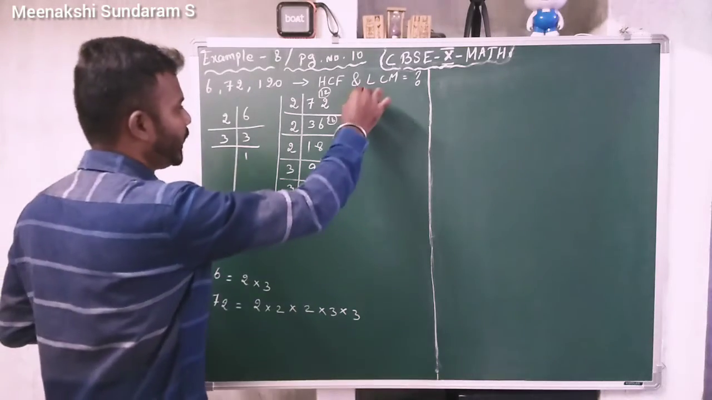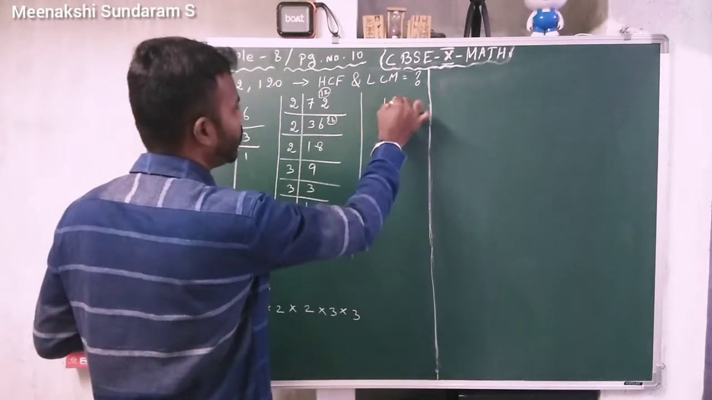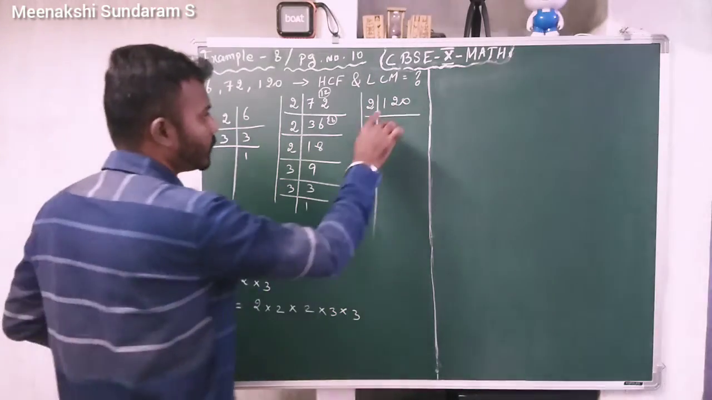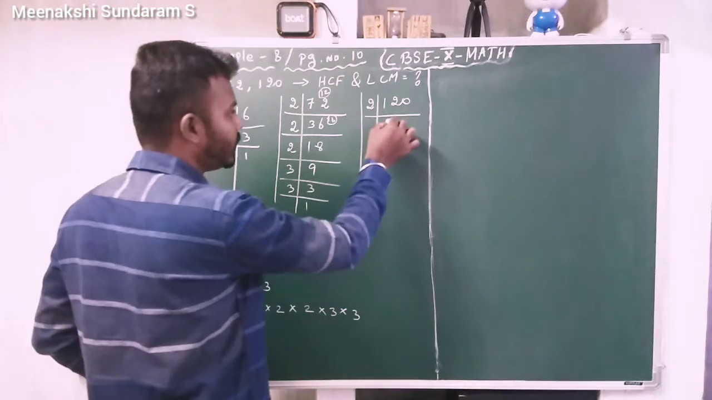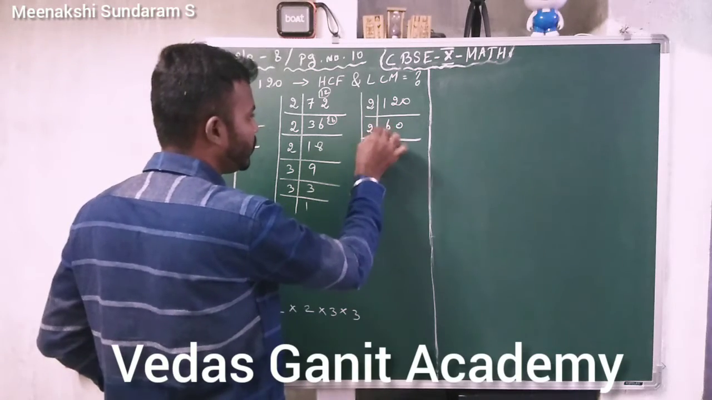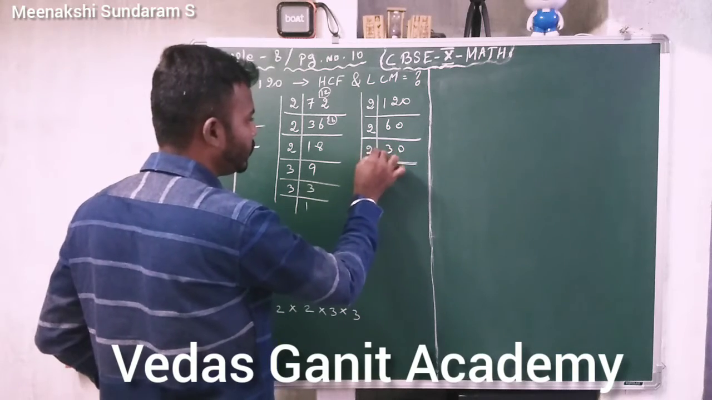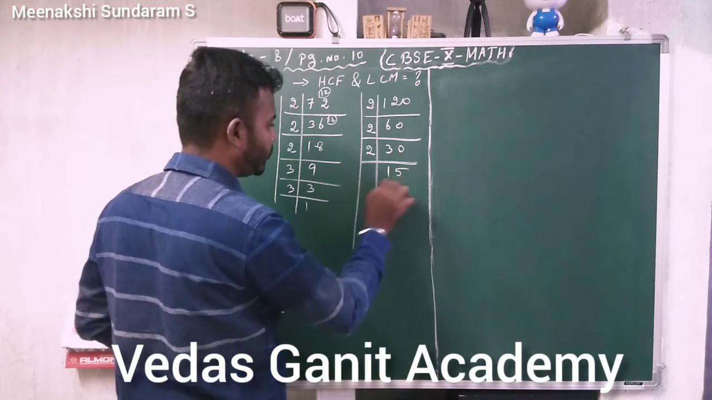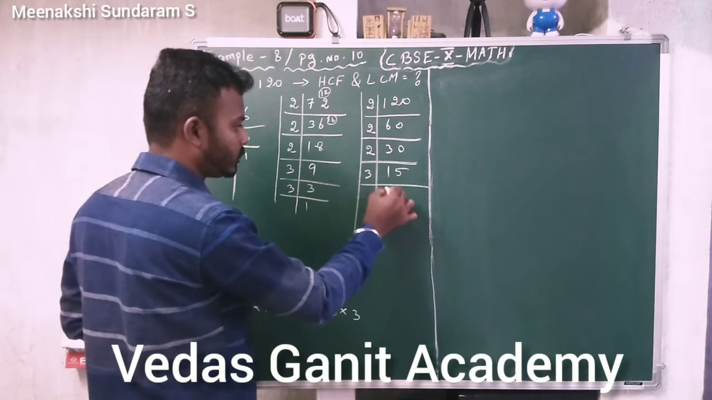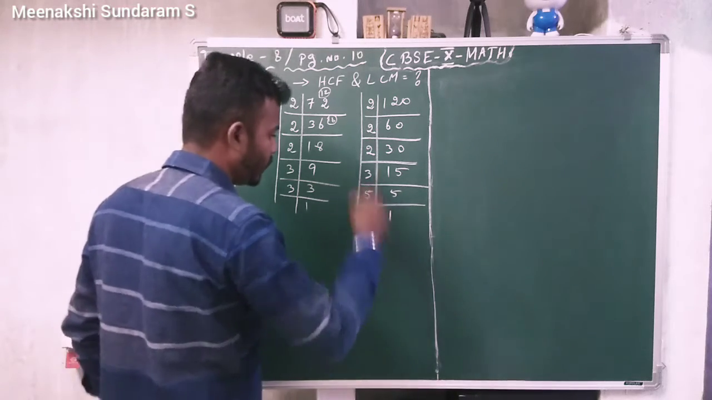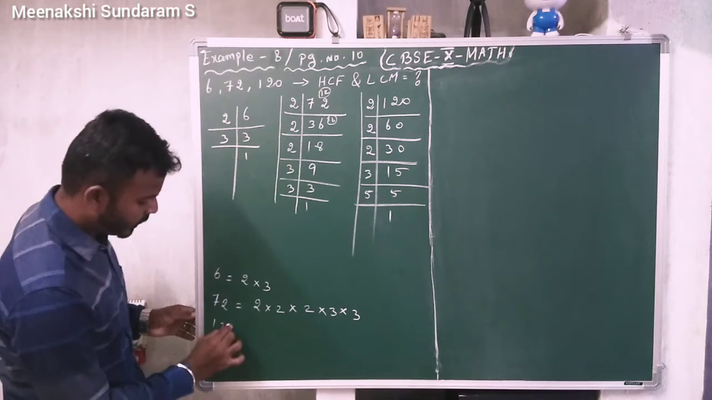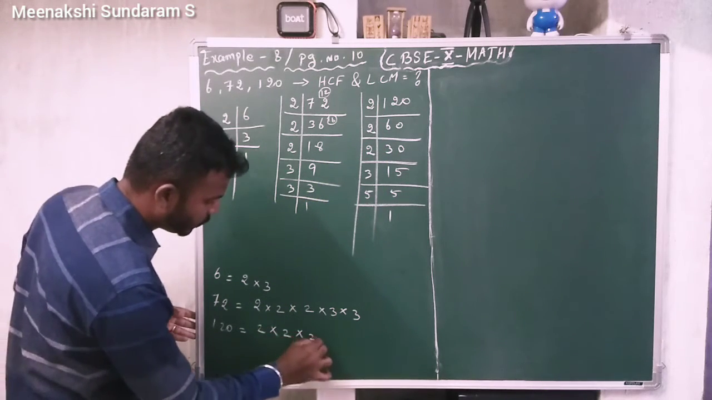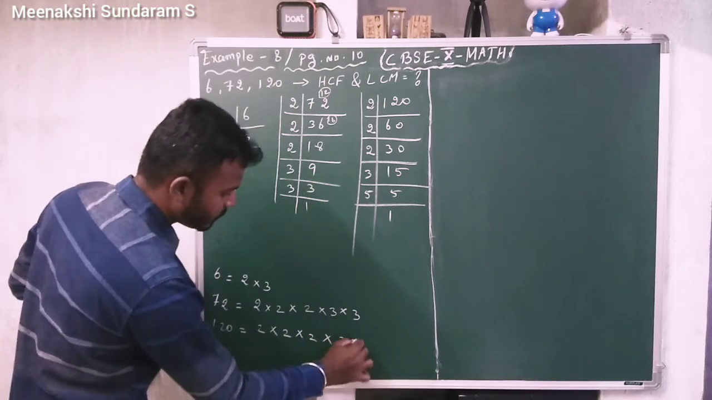Clear? Next number, here they have given 120. Find the prime factors of 120. It is an even number, so 2 table. 2 sixes are 12, so 60, then 2 thirties are 60, so 30, next 2, 15 is not possible, so 3 table, 5. So we can write 120 is equal to 2 into 2 into 2 into 3 into 5.